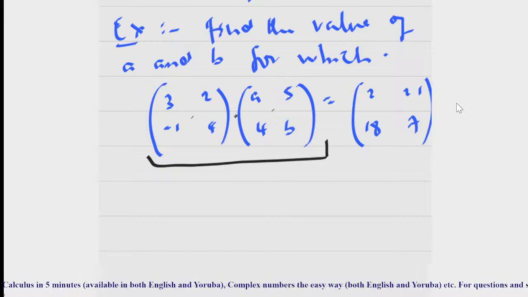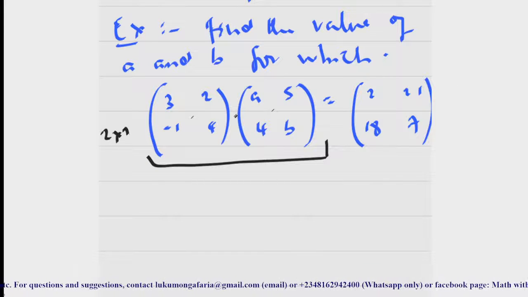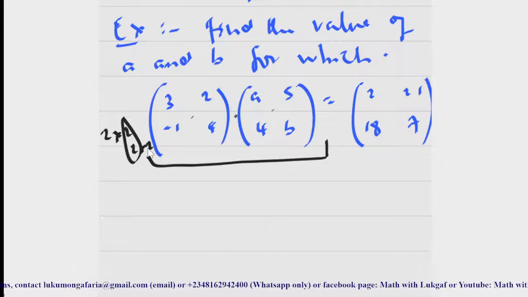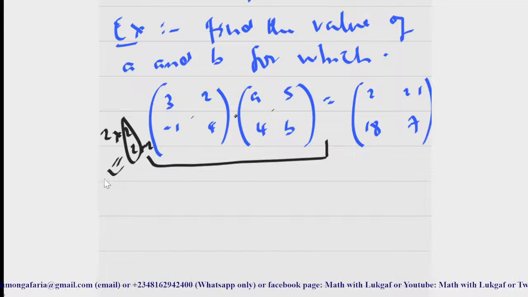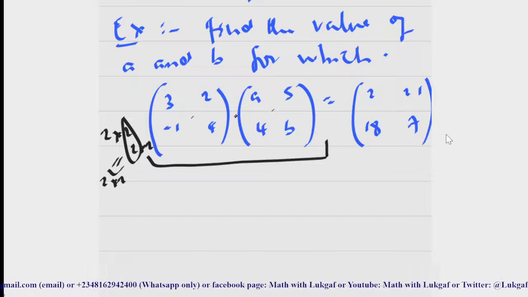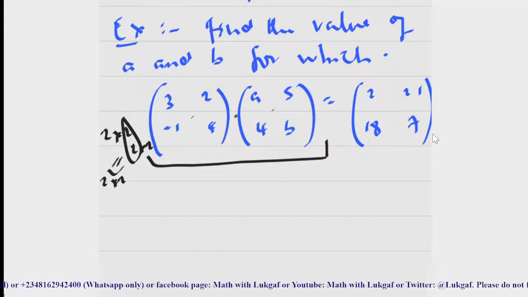And don't forget, how do you multiply? You first of all check whether the two matrices are defined. How do you check whether they are defined? That is, the columns of the first matrix must be equal to the rows of the second matrix, that is, they are conformable. What is the order of this first matrix? That is 2 by 2. The order of the second matrix is also 2 by 2. It means we can multiply. And indeed, the result of the multiplication will be a matrix of order 2 by 2.